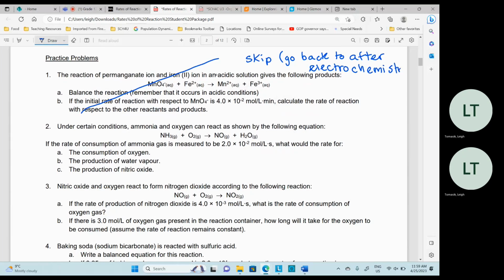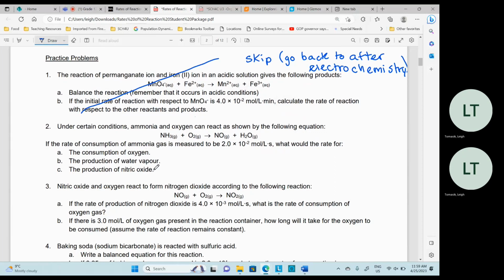We don't know how to balance that stuff yet. Okay. It says under certain conditions, ammonia and oxygen can react as shown by the following equation. So we have NH3 plus O2 makes NO and H2O. So it says if the rate of consumption of ammonia gas is measured to be 2.0 times 10 to the negative 2 moles per liter second, what would the rate be for the consumption of oxygen, water vapor, and nitric oxide?